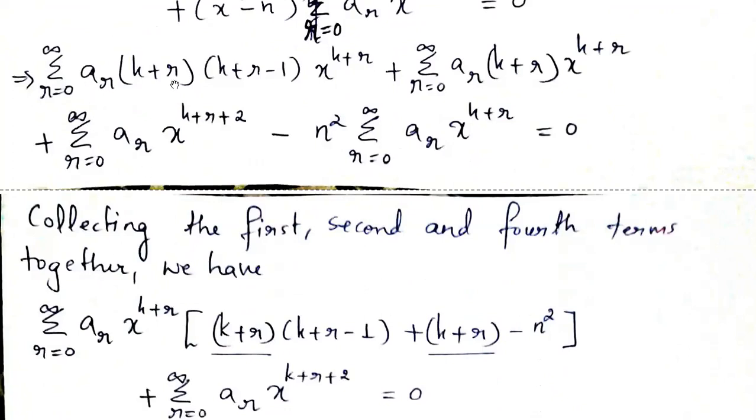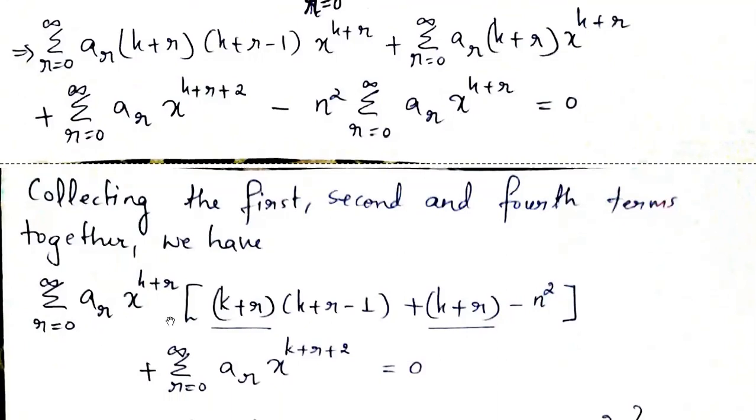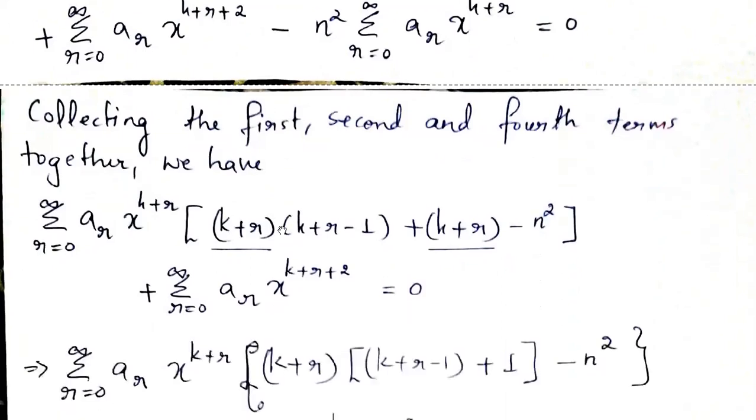You can see that the common term here will be summation r from 0 to infinity ar into x power k plus r, that is present here, here and also in the last term. So taking those terms out, what will remain inside the parenthesis is k plus r, which is multiplied with k plus r minus 1. So that will be the term over here. And here the remaining term is k plus r. And here the remaining term is minus n square. Then write the third term as it is, no changes in that, and that's equal to 0.